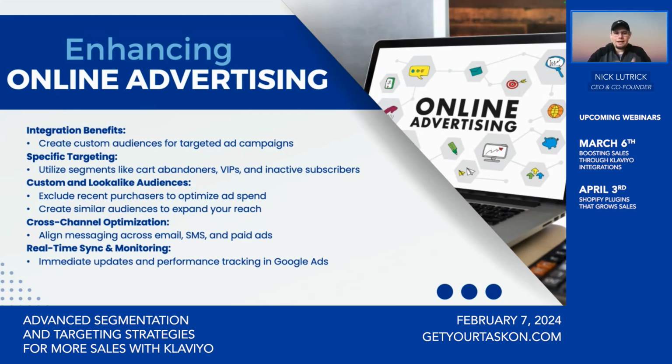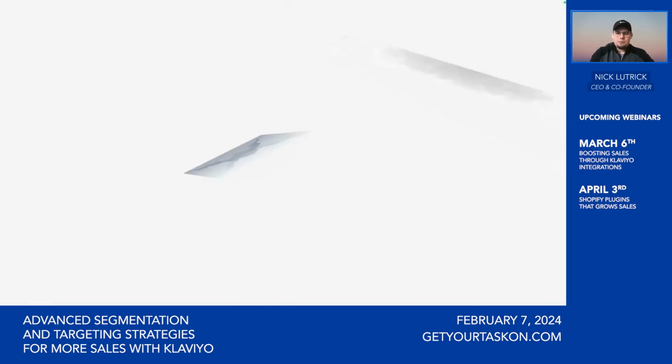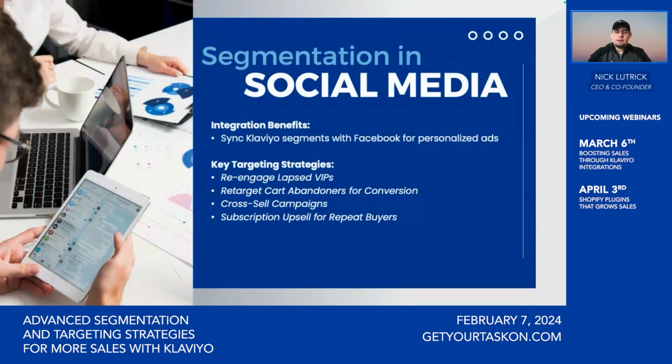This also allows you to align your messaging across all channels so that you have a consistent story for your brand. And all of this updates immediately. There's real-time syncing that happens so that you can stay optimized and track that performance in real time. The same goes with certain social media integrations. Not only are we going to use Google Ads, we're most likely going to use Facebook or other social media platforms to run ads to our customers as well. And so you can do the same thing.